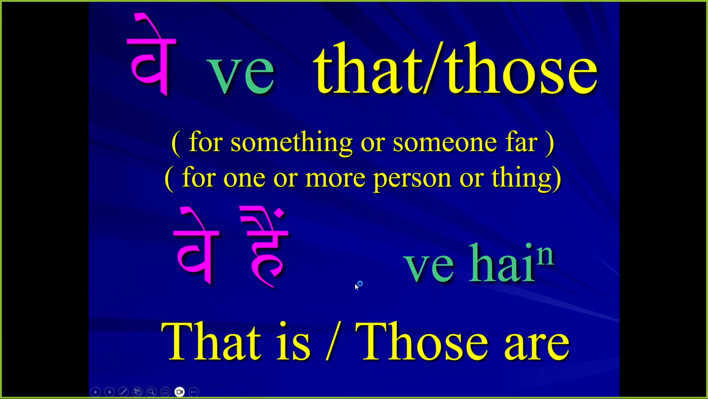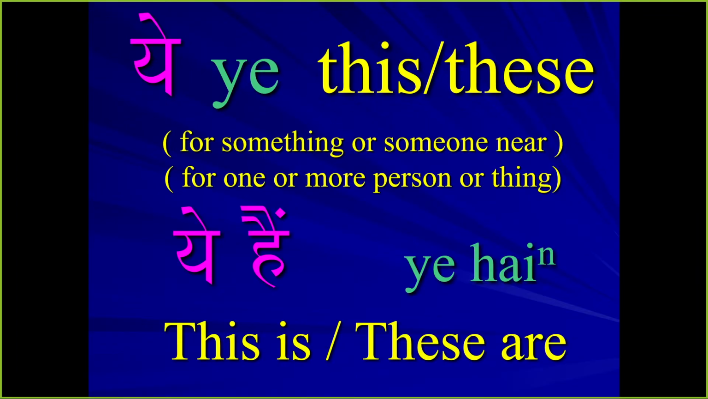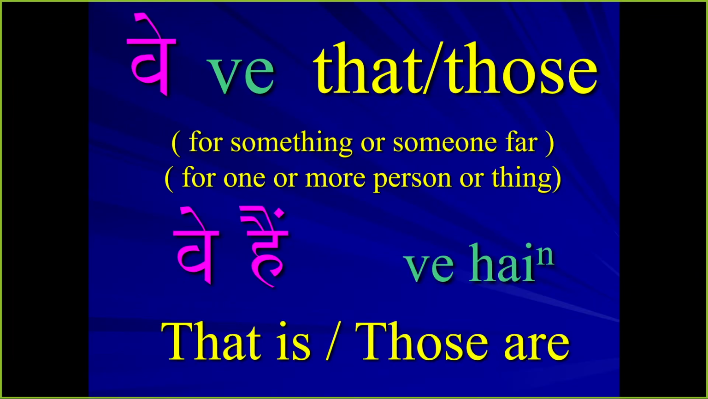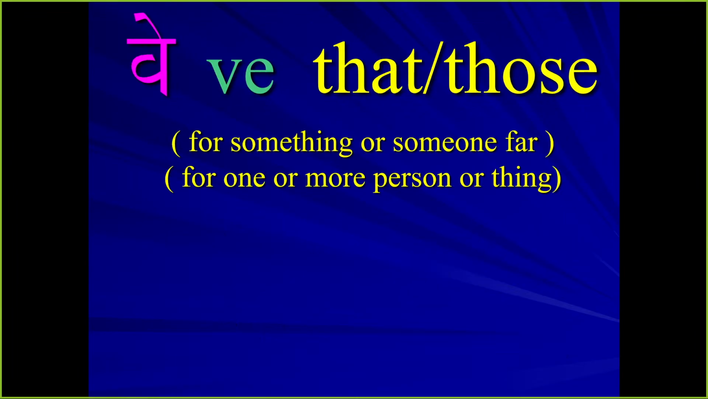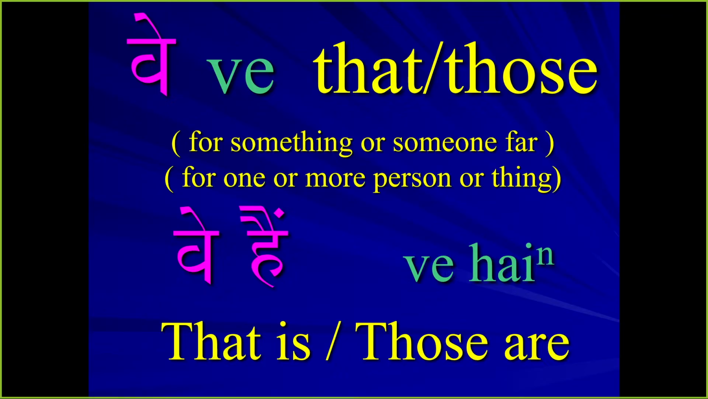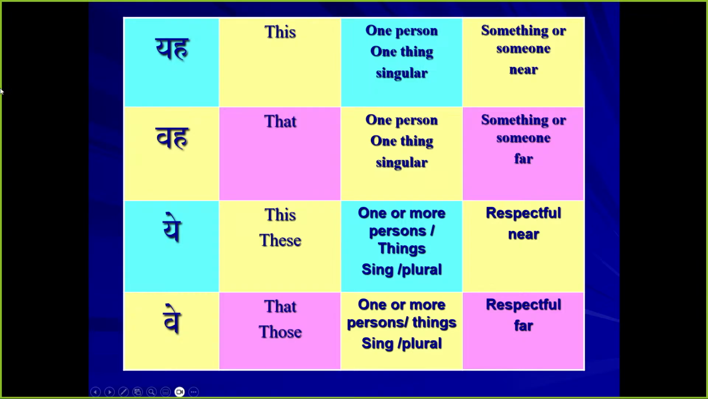So Kavina say ye hain, ये हैं, we hain, वे हैं. Anisha say ye hain, ये हैं, we hain, वे हैं. Okay. So now there you got this again. We have this, which is ye, that is wo. These is ye, and those is we.